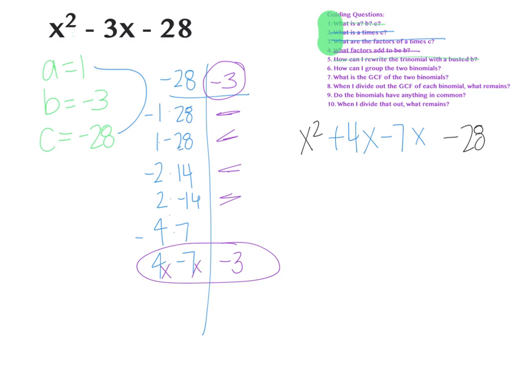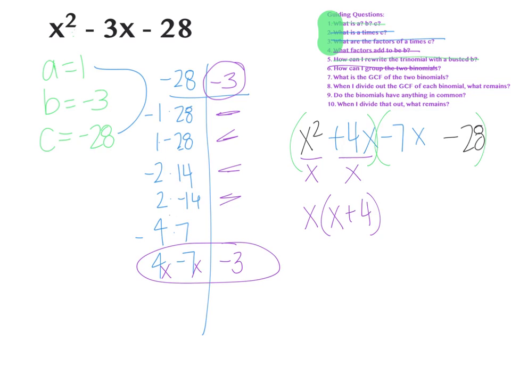All right. How can I group the two binomials? So always, always, always, it's going to be grouped like that. And what is the GCF of the two binomials? So when I look at x squared and 4x, I see that they have an x in common. So x squared and 4x, I can take out that x. And what remains is x plus 4.